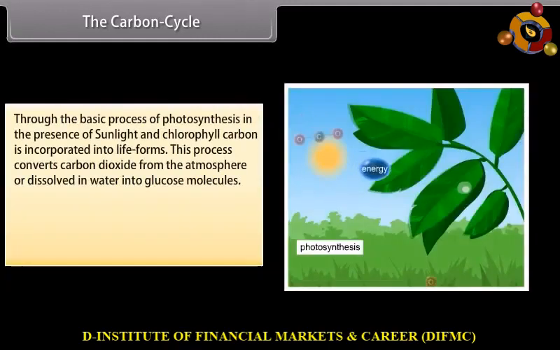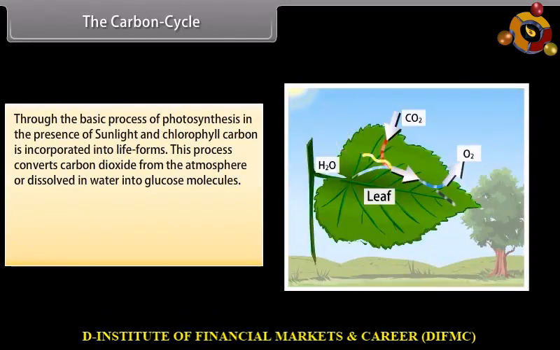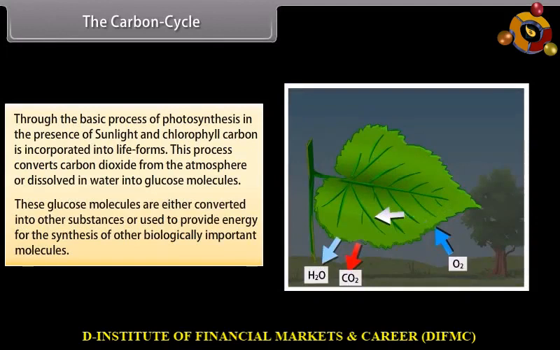Through the basic process of photosynthesis, in the presence of sunlight and chlorophyll, carbon is incorporated into life forms. This process converts carbon dioxide from the atmosphere or dissolved in water into glucose molecules. These glucose molecules are either converted into other substances or used to provide energy for the synthesis of other biologically important molecules.